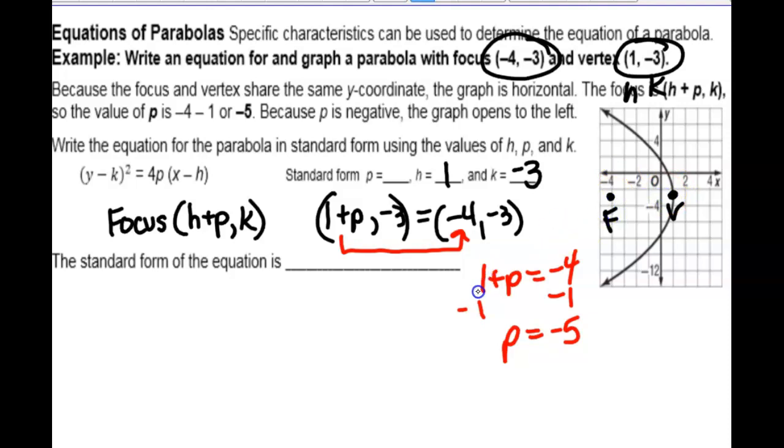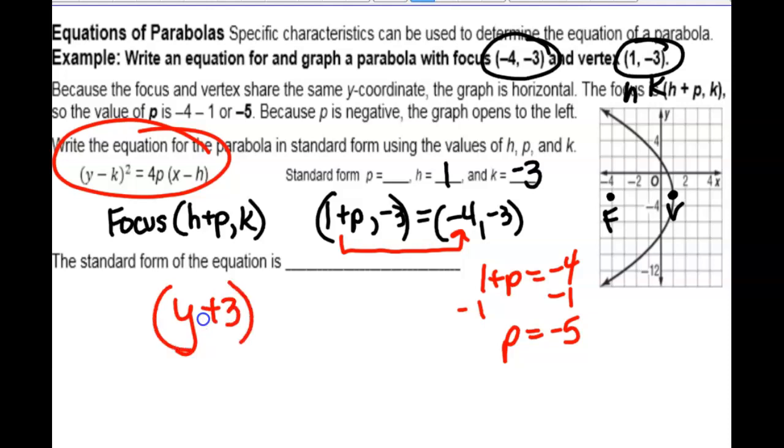Okay. So we need to write in the equation. Once we found P, all we have to do is fill it in. We figured out it's a sideways opening one, so here's the sideways. So what should it be? Y minus K would be +3. That quantity is squared. 4P would be -20. And then X minus H, which is, everybody got it? The directrix would have been way back over here somewhere.